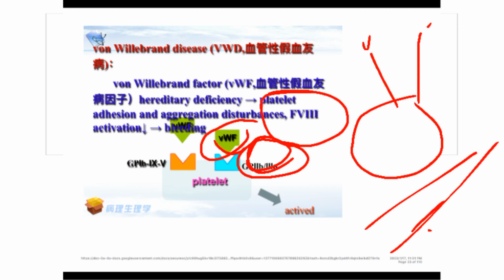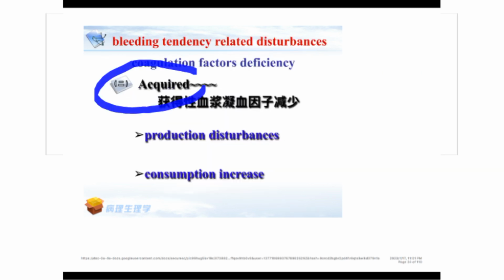If you measure the level of factor 8 in the body of a person that has von Willebrand disease, you will find out that factor 8 is also decreased, because the integrity of factor 8 is maintained by this von Willebrand factor. So without the von Willebrand factor, definitely the integrity will decrease, so it will be almost not there. It will also decrease. So that is it.